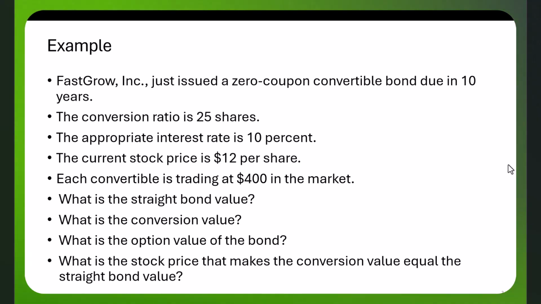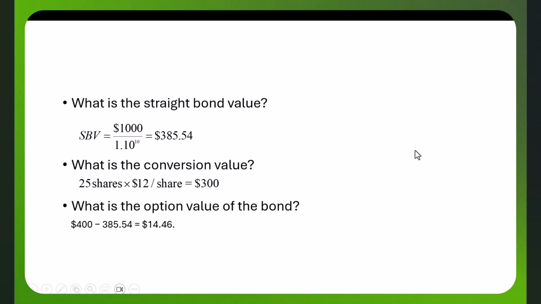So let's try and figure out what the straight value of the bond is, what the conversion value is, what the option value of the bond is, and what's the stock price that makes the conversion value equal to the straight bond. So the straight bond value is just the present value of these cash flows. This is a zero coupon bond, so 1,000 divided by 1.10 raised to the 10th power gives us 385.54.